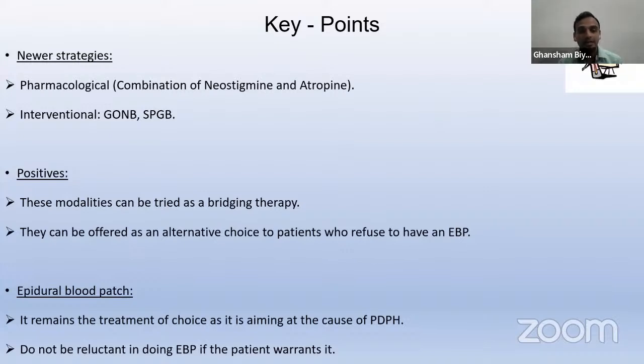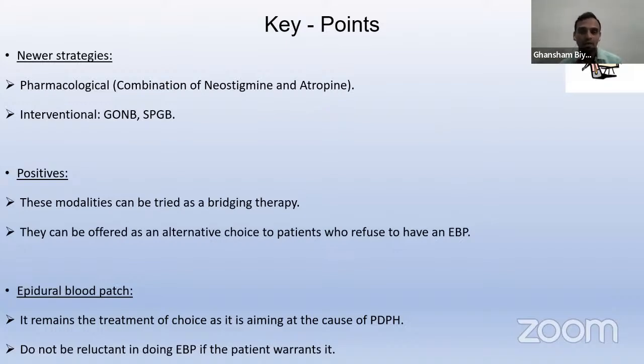But the bottom line still remains that the treatment of choice for the management of PDPH remains the epidural blood patch. Whatever the modalities I have discussed so far, either they are going to increase the CSF production or they are causing cerebral vasoconstriction, but no one is treating the cause except for the epidural blood patch. We know that the cause is a hole in the dura, you have to seal it off. So it is only the epidural blood patch which is going to do that. That is why it is still considered the gold standard treatment.